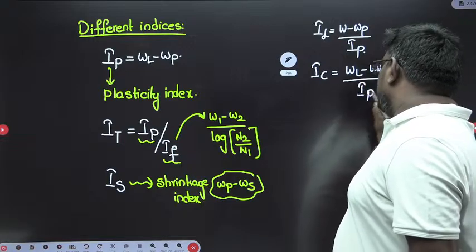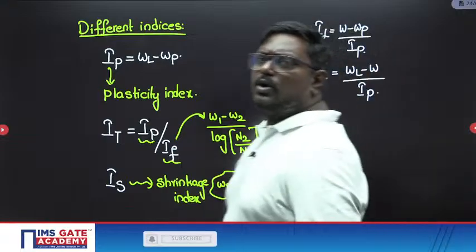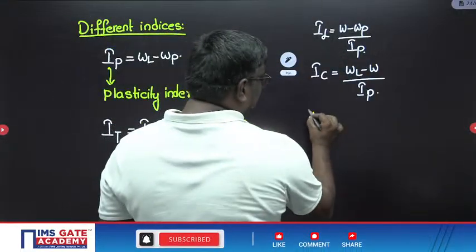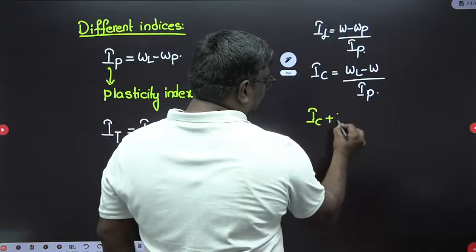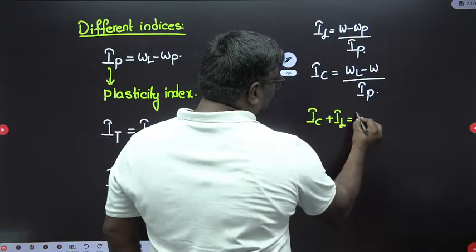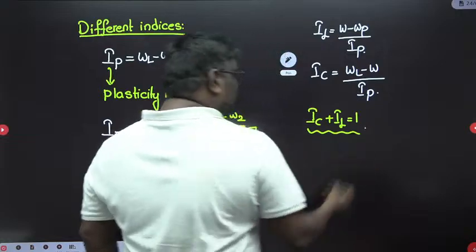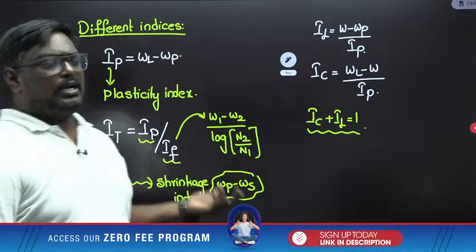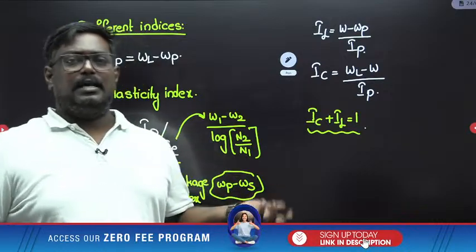Now my dear students, if you add these two, consistency index plus liquidity index, this is always equal to 1, sir. Why? Because these help us understand the soil characteristics related to compressibility, consistency and liquidity.